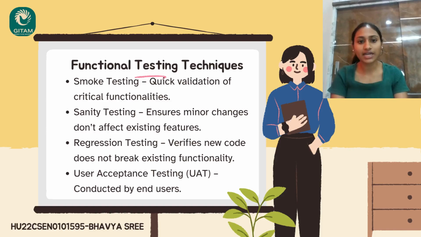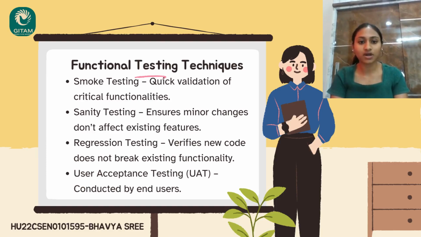The second one is sanity testing. This is useful when a small change is made in the application. Instead of testing everything, we focus only on the modified parts to make sure they work as expected. Next one is regression testing. Every time we add a new feature or fix a bug, we need to ensure that the existing functionalities aren't broken. Regression testing helps in rerunning previous test cases to confirm that nothing else got affected.